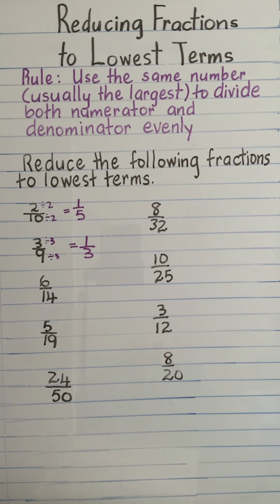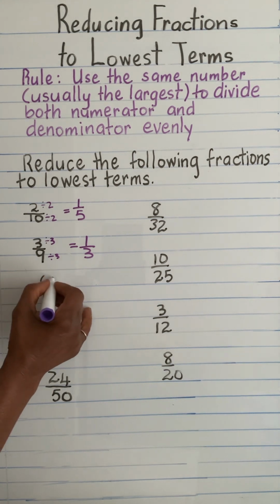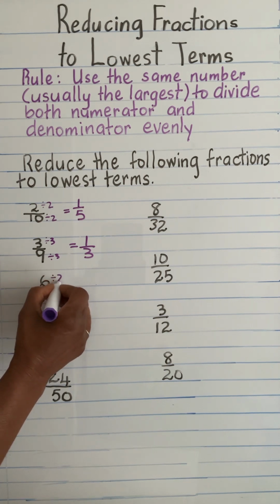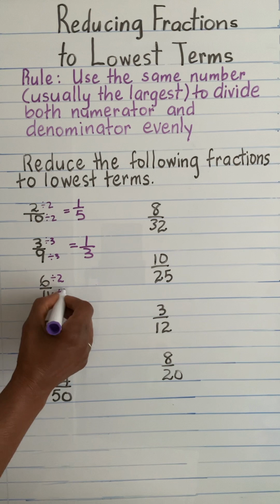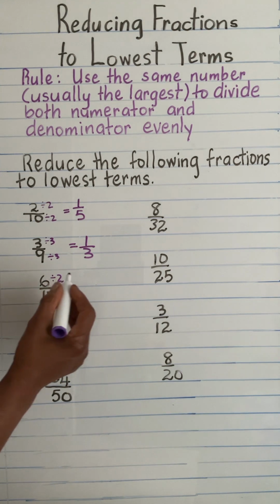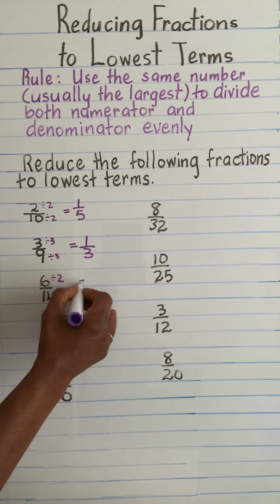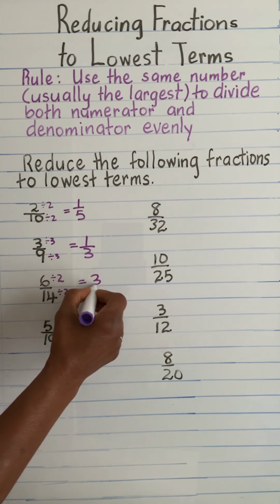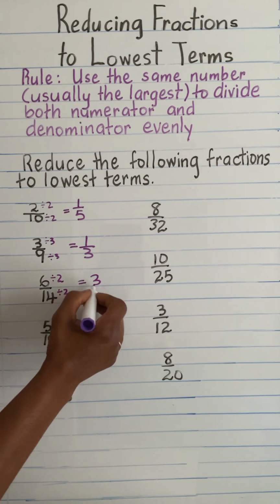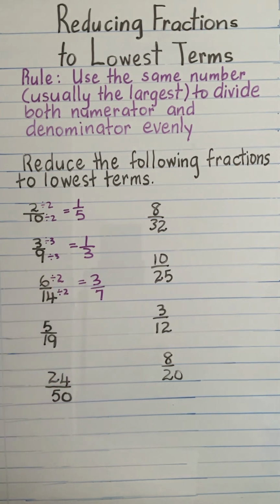Let's try 3. 3 can divide 6, but 3 cannot divide 14. Let's try 2. 2 can divide 6, and 2 can also divide 14. So let's divide both numbers by the same number, 2. 6 divided by 2 is equal to 3. And 14 divided by 2 is equal to 7. So 6 over 14 is equal to 3 over 7.